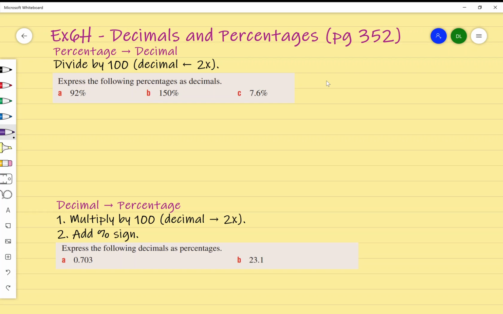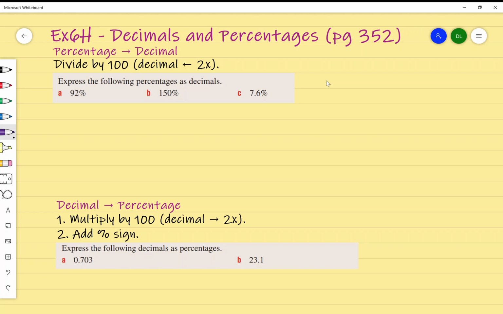Exercise 6H on decimals and percentages on page 352 of your textbook. So we've been going through how to convert from decimal to fraction and fraction to decimal. Today we're going to do the same thing, so we're going to go from decimal to percentage and percentage back to decimal. Now it's actually pretty straightforward. It's the same thing we did last time, but we're going to have to multiply or divide by 100 depending on how we actually have to convert it.